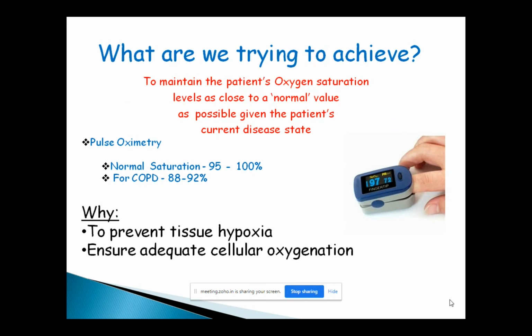To maintain the patient's oxygen saturation levels as close to the normal value as possible, given the patient's current disease state. So for example, if some adults have no respiratory problem, no respiratory complications, no chronic conditions, their normal saturation is 95 to 100%. But for example, if patients are diagnosed with chronic obstructive pulmonary disease, COPD, according to BTS, the recommended saturation for chronic condition patients with COPD is 88 to 92.